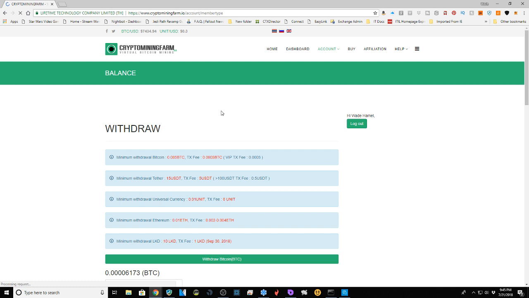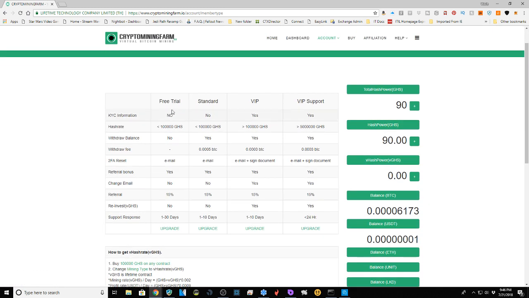Now let's look at the member types, and then I'll explain it more. Free trial, that would be your 50 gigahash pickup when you start. The know your customer information, you're not required to provide it until you get up to VIP. In order to get up to VIP, you have to have 100 terahash of hashing power. Not horrible, honestly. It's pretty easy to get up there. Withdraw balance, you cannot withdraw balance in your free trial, so you do have to buy something to withdraw your balance. Not bad. I mean, you still keep the 50 gigahash they gave you. Honestly, I've got more in the free than I do in my paid.